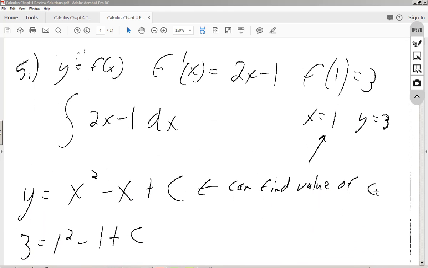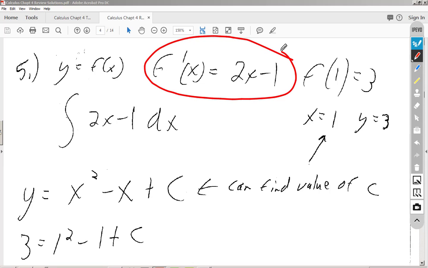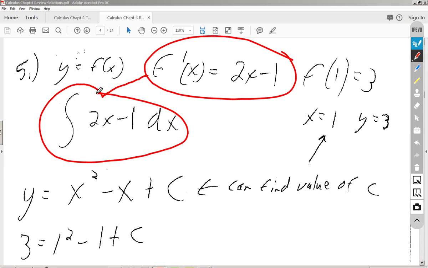On number 5, it says find the function y equals f of x if f prime of x equals 2x minus 1 and f of 1 equals 3. So notice I've got f prime of x equals 2x minus 1. That's my first derivative. So I'm going to go backwards with it to find my original equation. So this is going to be the same thing as the integral of 2x minus 1.